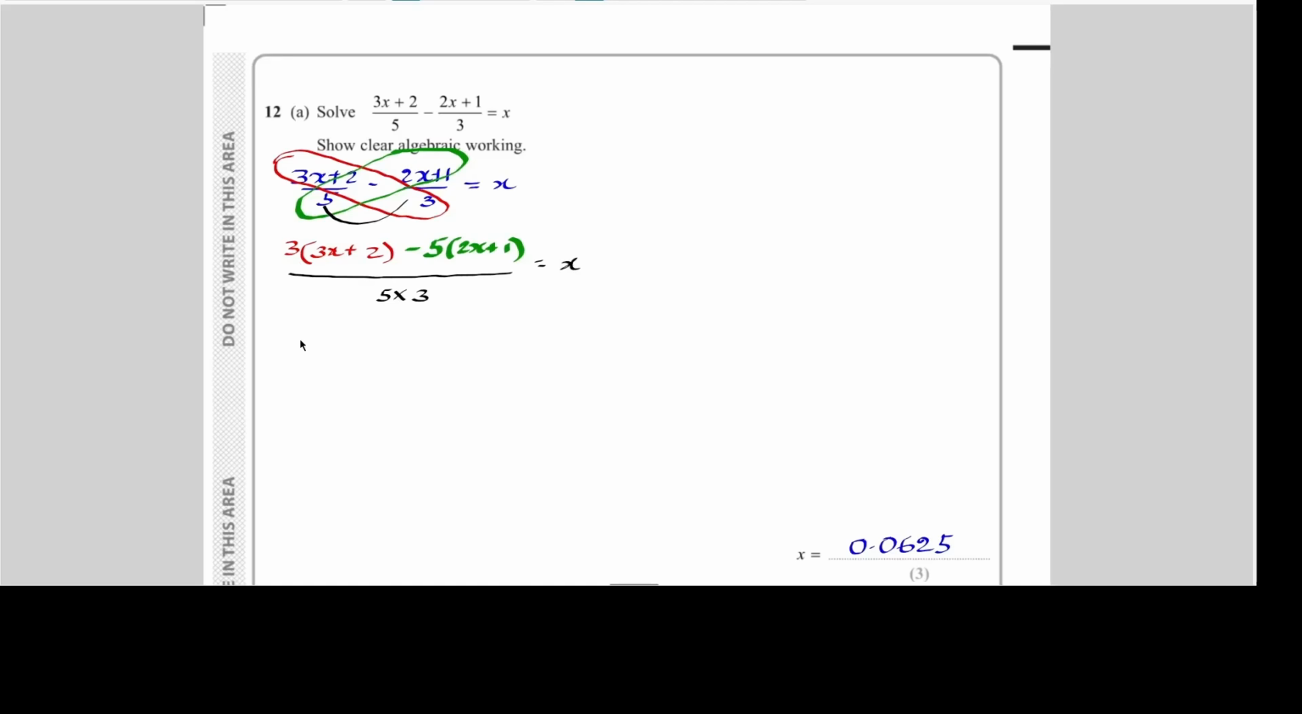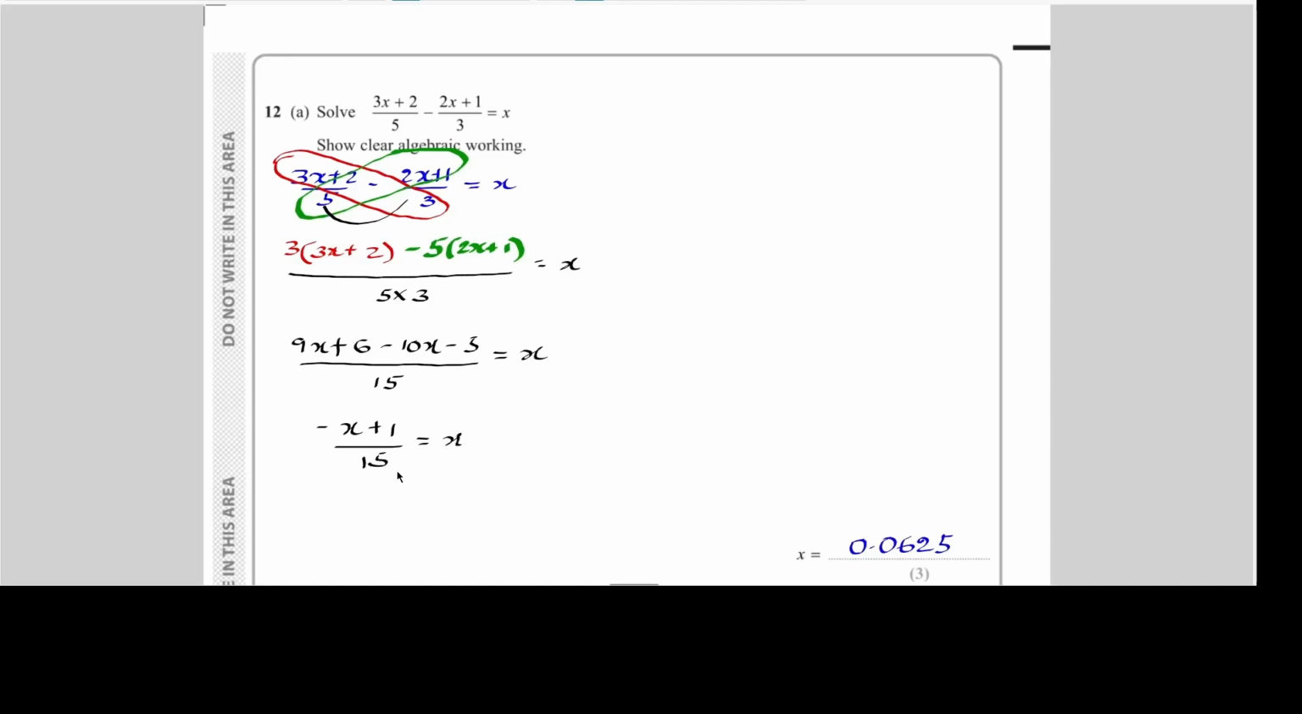So 3 into 3, 9x plus 6 minus 5 into 2, minus 10x minus 5 into 1, minus 5, 5 into 3, 15 equals x. Let's simplify over here. 9x minus 10x, minus x, 6 minus 5, minus 1, plus 1 over 15 equals x.